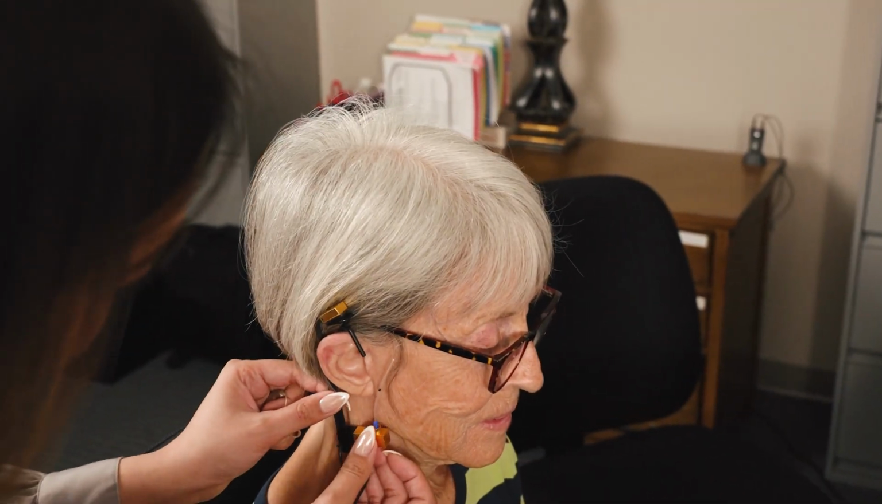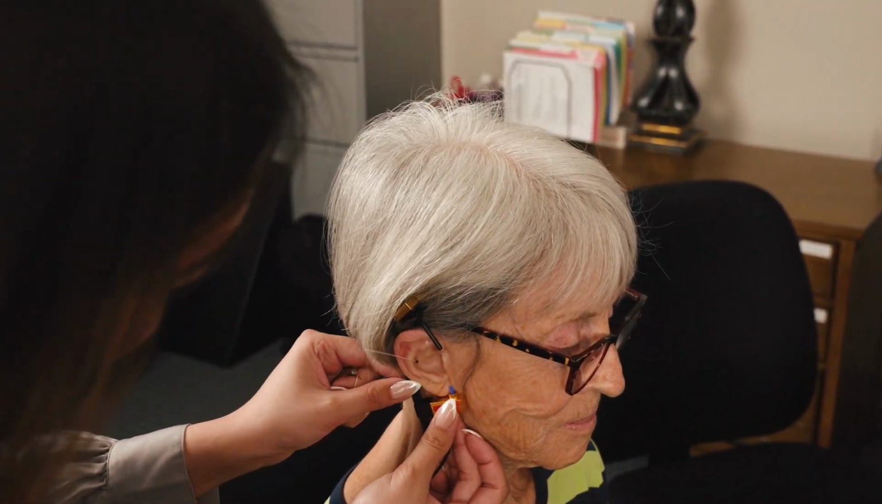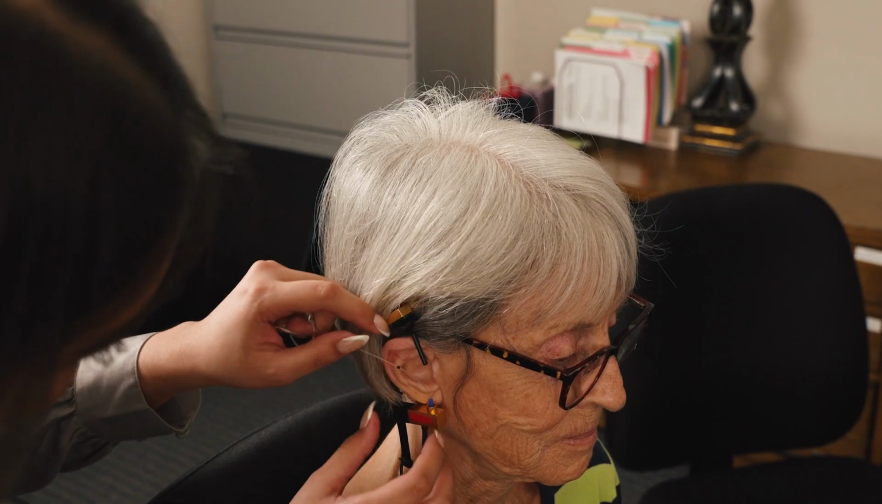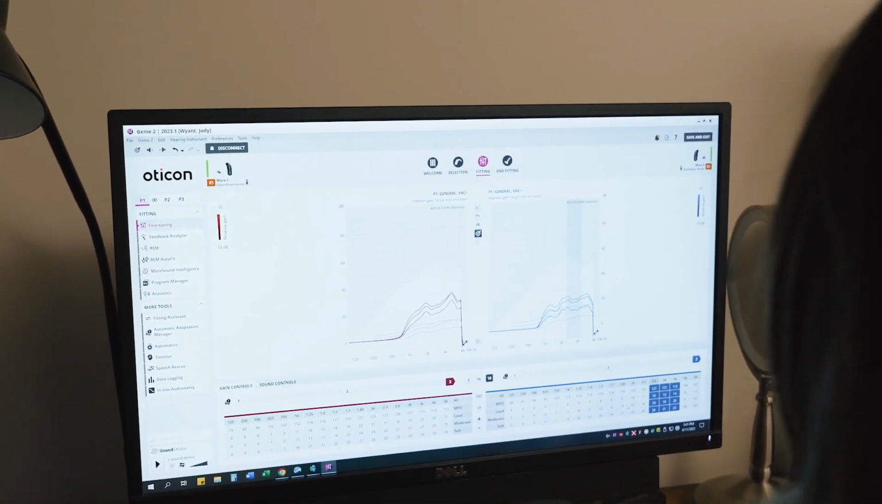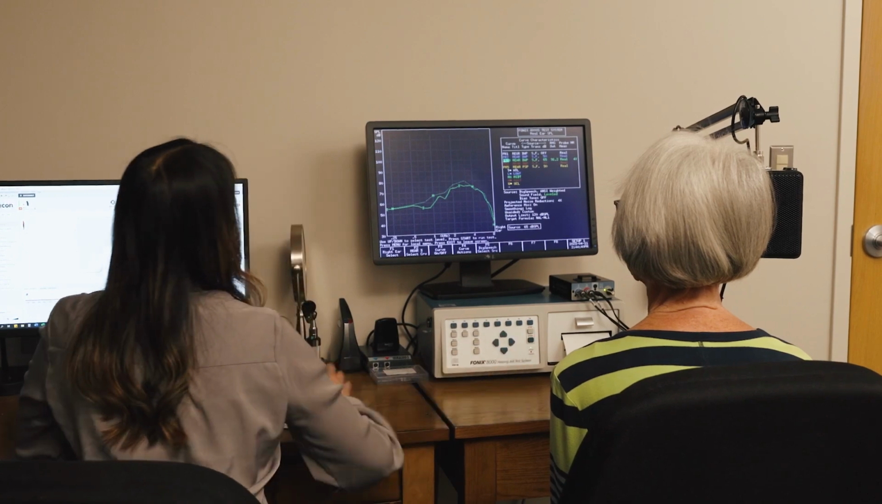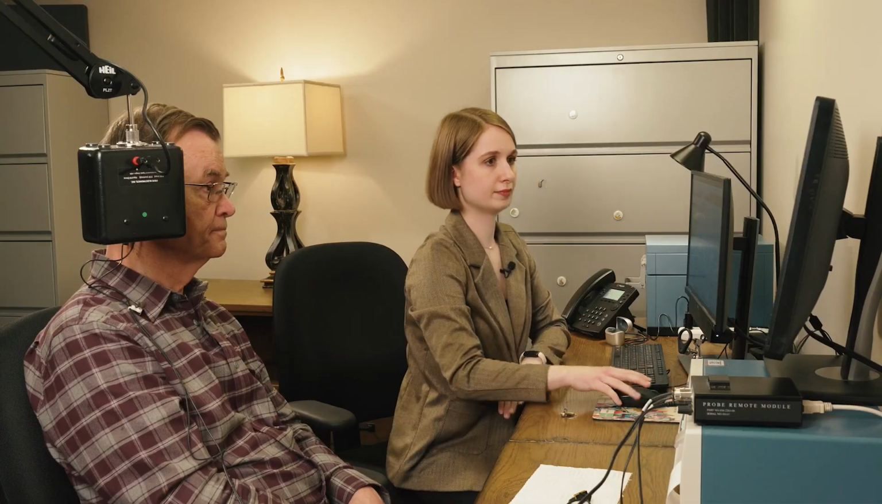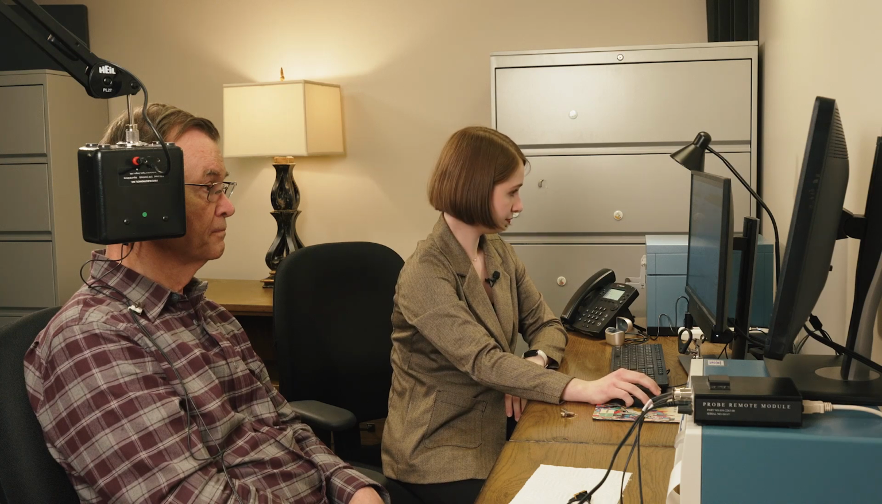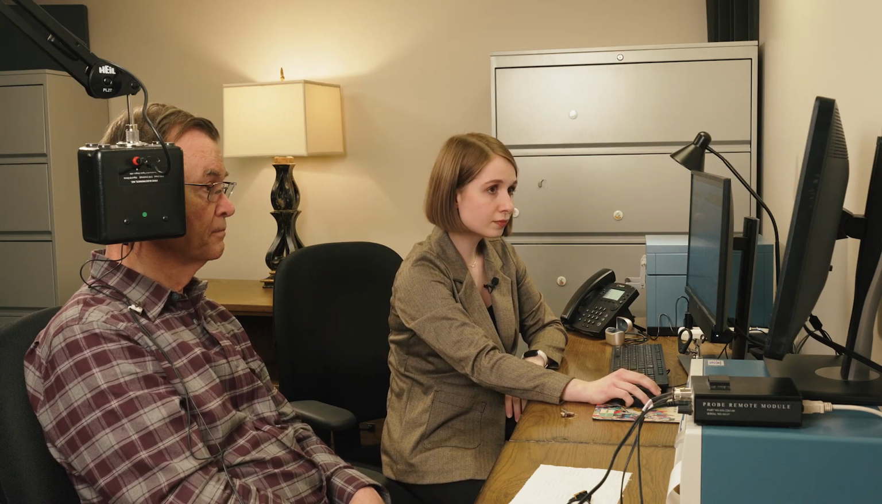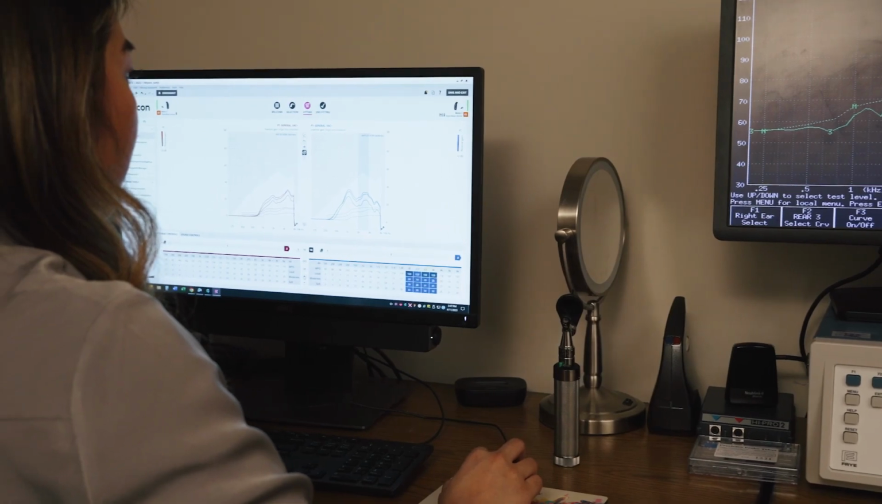Probe microphone, or real ear measurement, is a procedure that is used for programming hearing aids. To do this, two computers are used, one for programming the hearing aid and the other for measuring the hearing aid. Before the hearing aid fitting, both computers need to be prepared for the procedure.